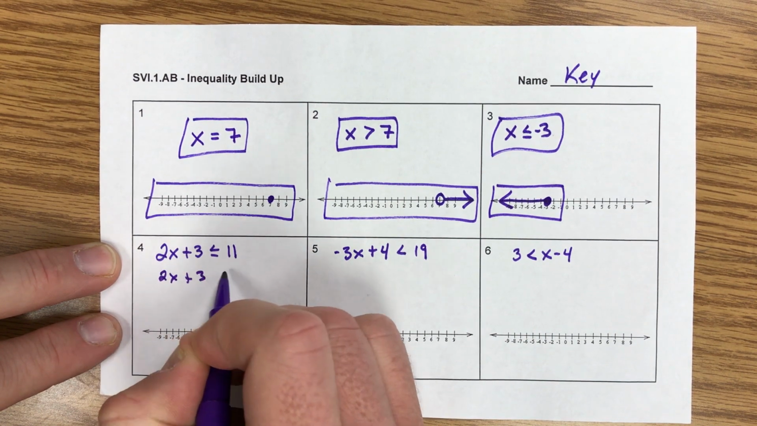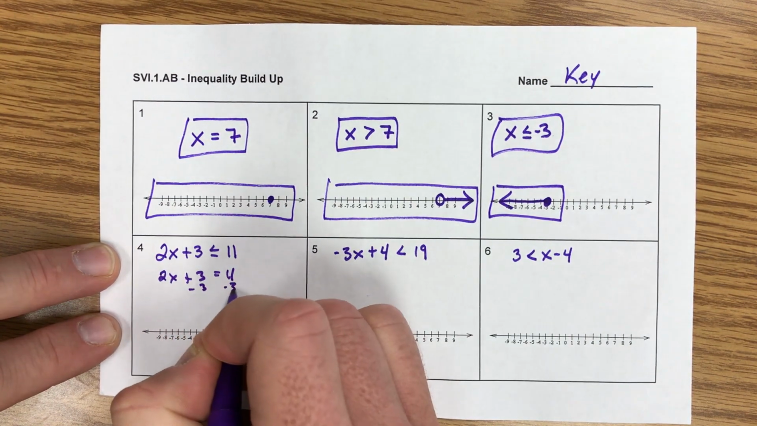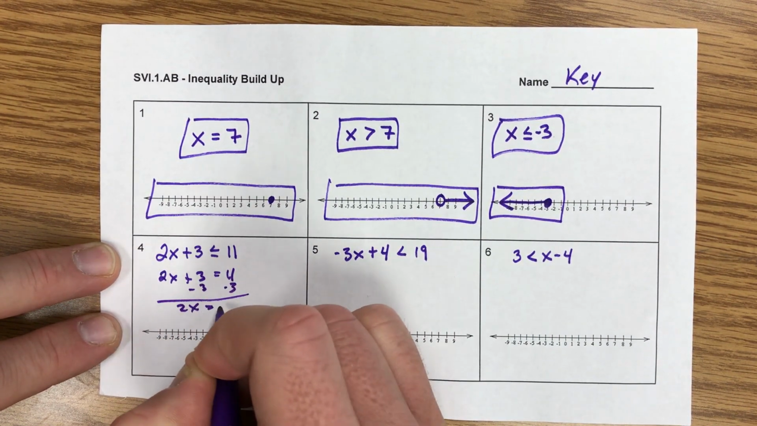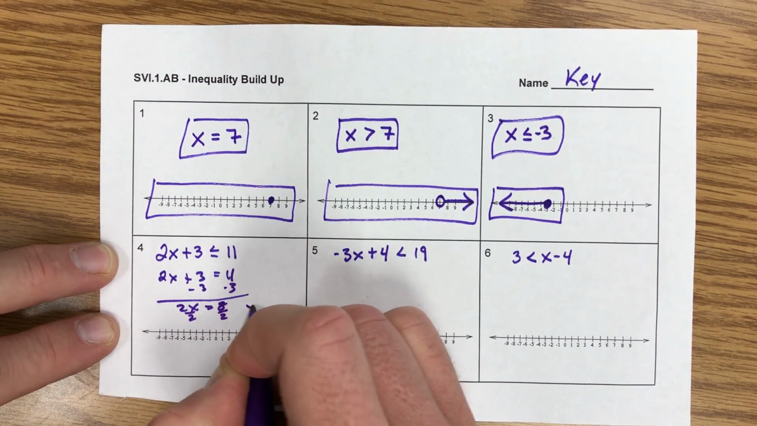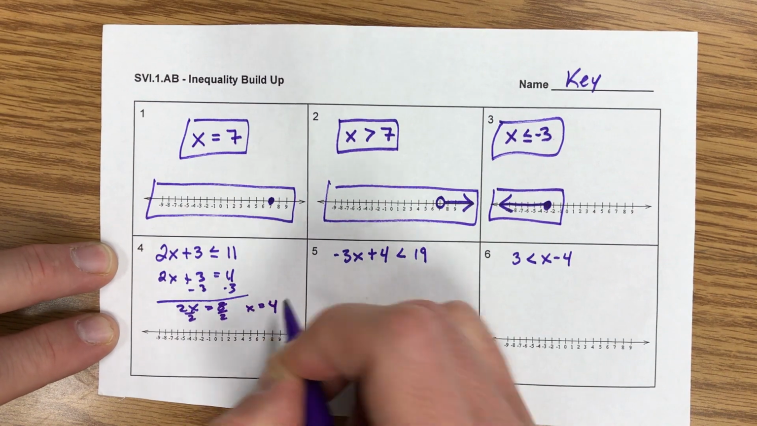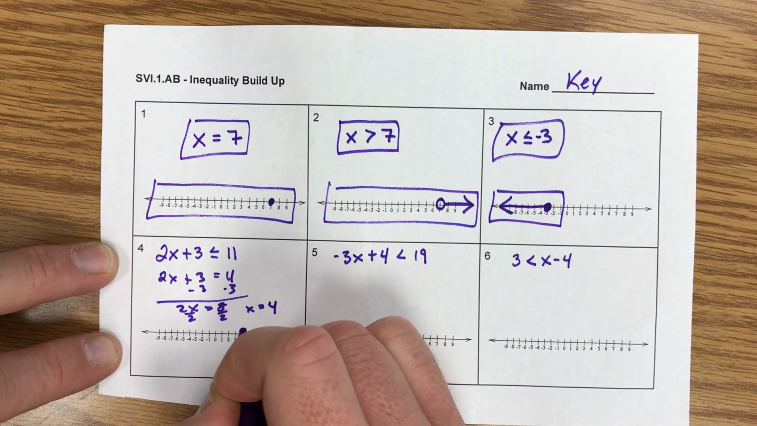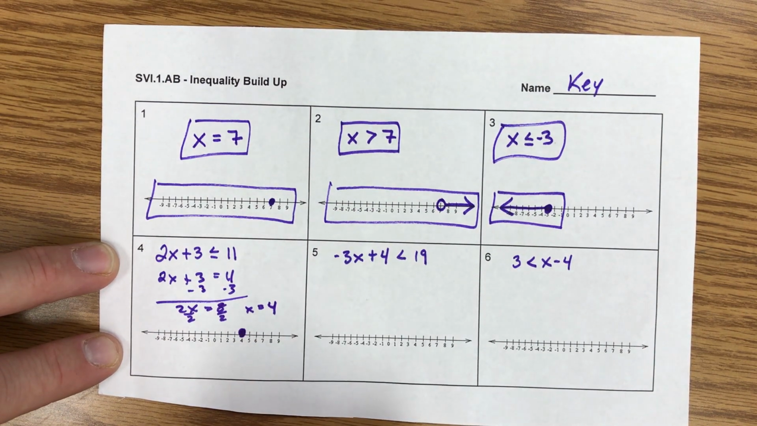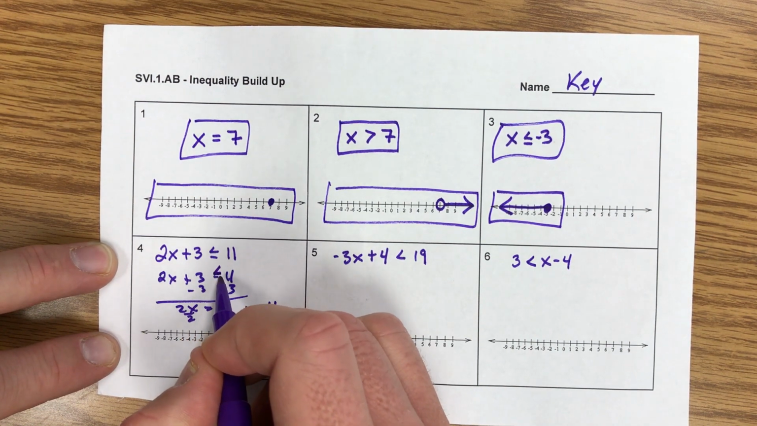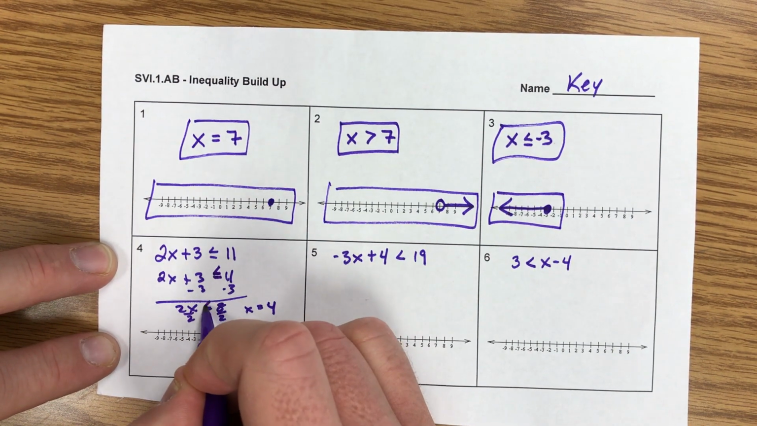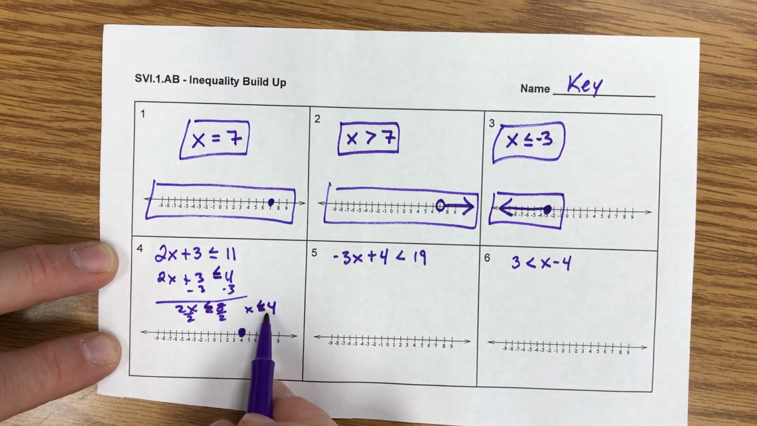So 2x plus 3 equals 11. You've done stuff like this plenty of times. Subtract 3 from both sides, and then you get 2x equals 8. Divide both sides by 2, and then x equals 4. Well, I have my boundary point at 4. Since I have an equal sign, I'm going to make it a solid dot. The question is now, which way does my arrow go? Well, with equations and inequalities, the inequality can stay facing the same direction the whole way through also. So I could have solved this with the inequality like this as well. And then I'm looking at numbers that are less than or equal to 4.